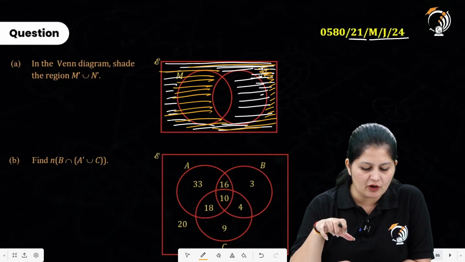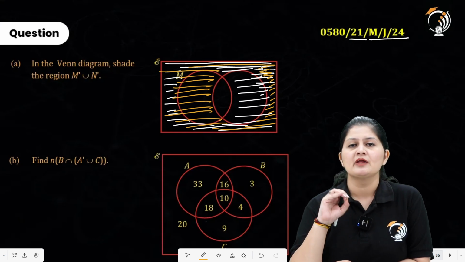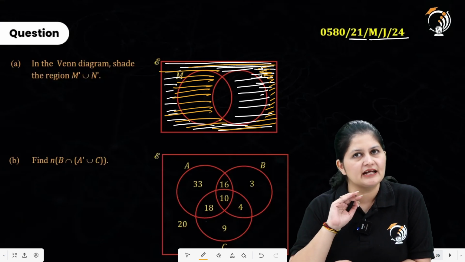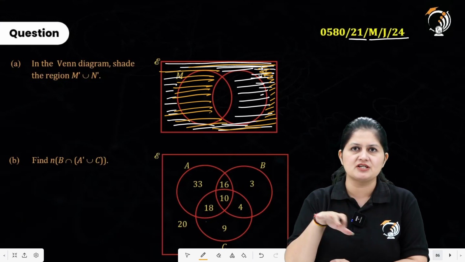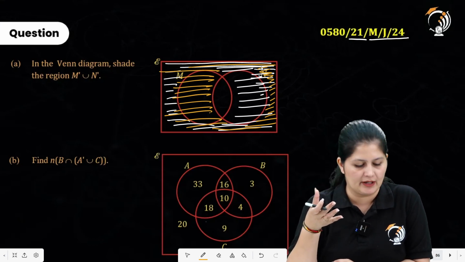So clearly, we are just going to shade the entire region here except for the region which is the intersection of M and N. We are going to shade the entire region here. The one that you can see shaded here is going to be the answer, whether from the white or from the yellow color.